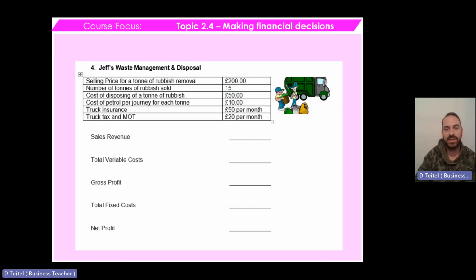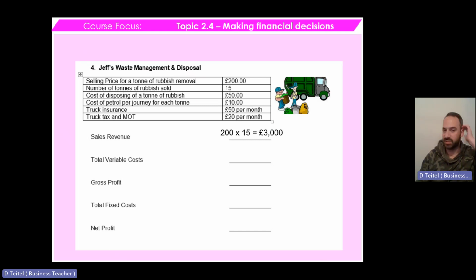Another way that you might see questions structured in an exam is they might give you pieces of information. So you need to start working out what that all actually means, of how you would work that out on an income statement. So if we've got the sales revenue, how do we know what the sales revenue is? Well, we know that they've told us 15, and you can see there that the selling price for a ton of rubbish removal is £200. So literally, you take your £200 times your 15 equals £3,000. And that becomes our sales revenue.